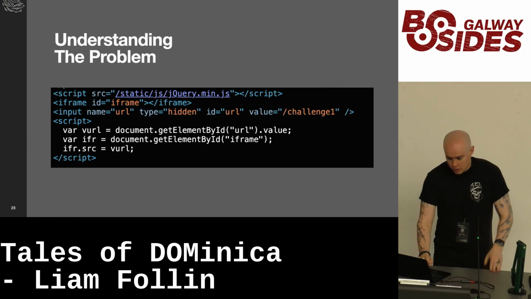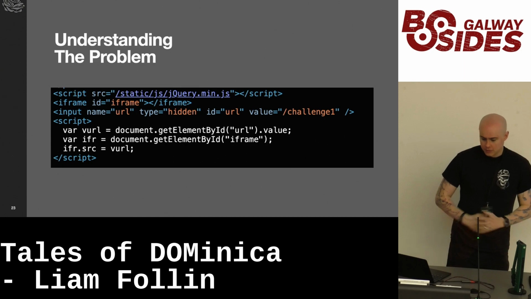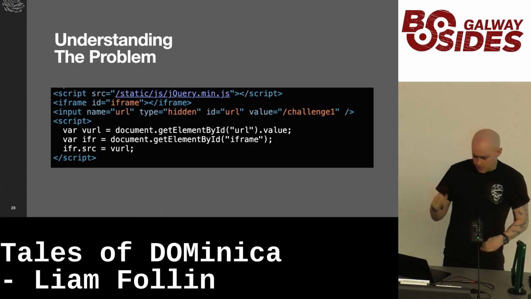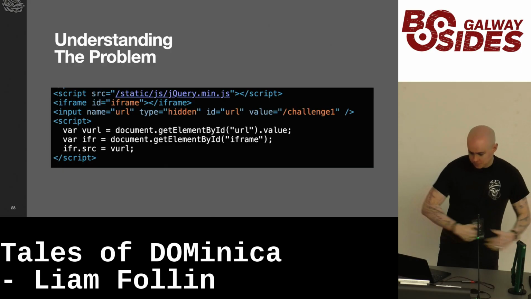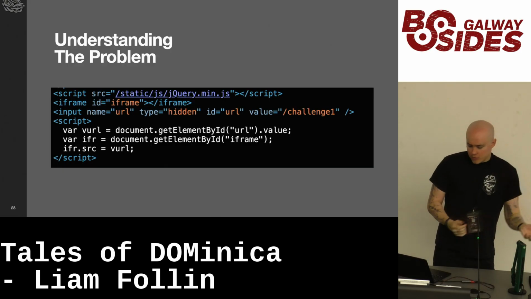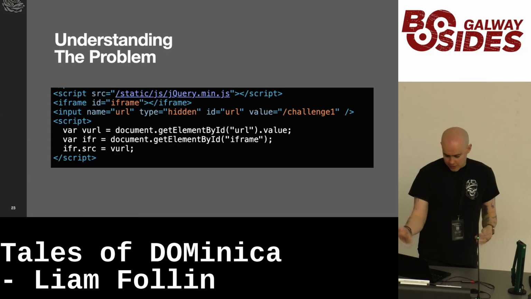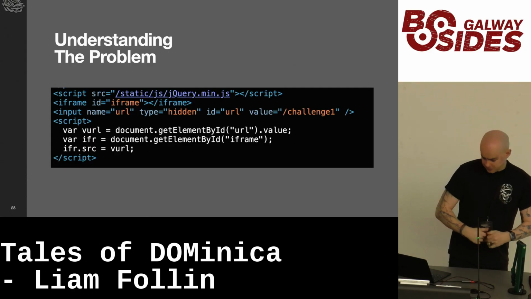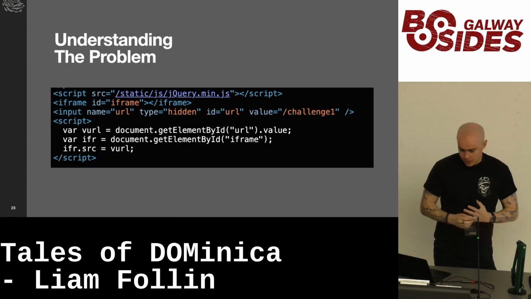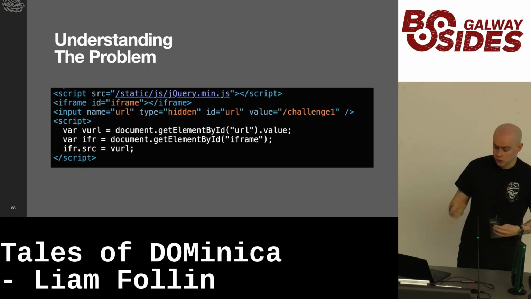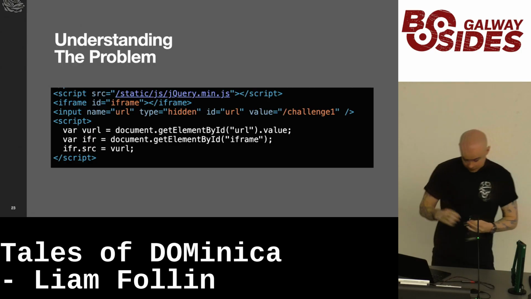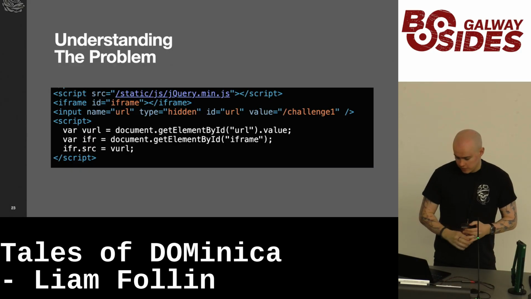So again, we go back to understanding the problem. We have an input with a value. So this is just an arbitrary URL or a path. If URL is document, so you grab the value out of the input. You have the iframe, and you set the iframe source to the URL that we've just grabbed.